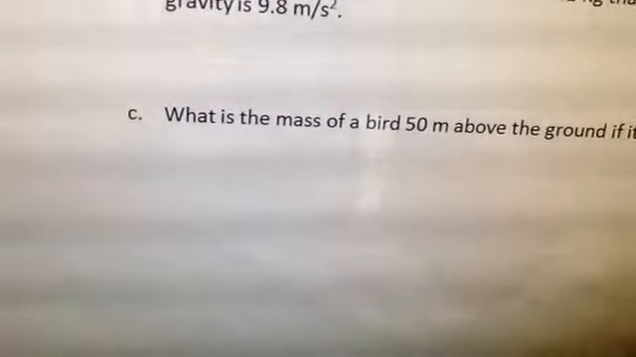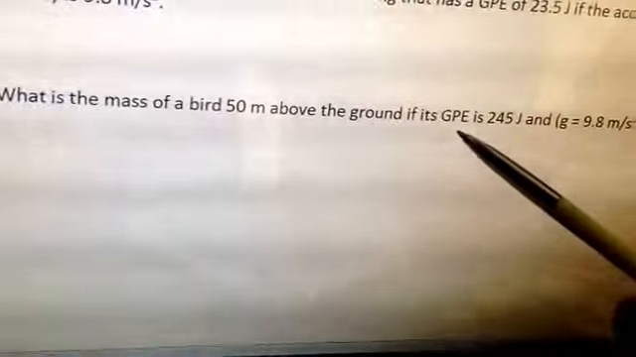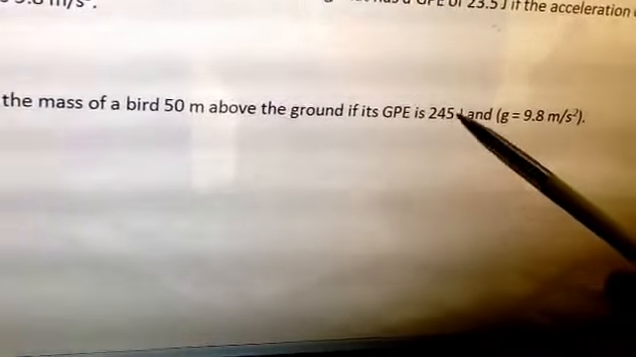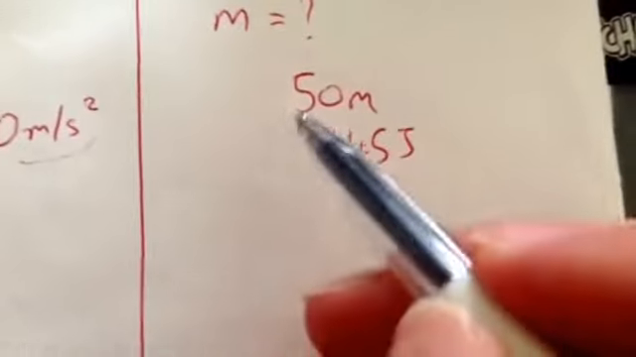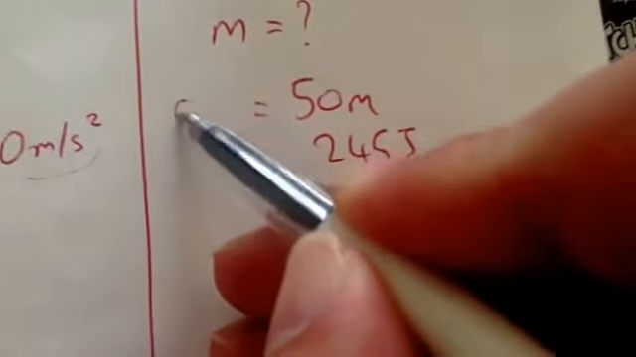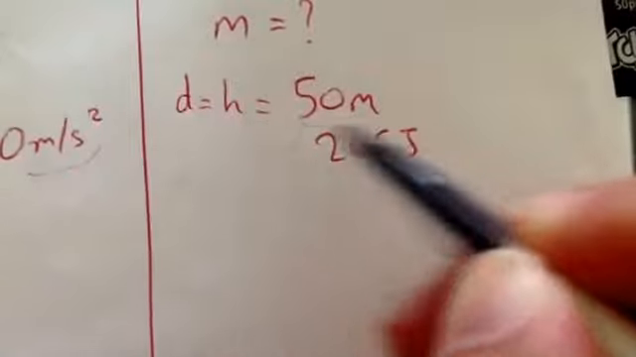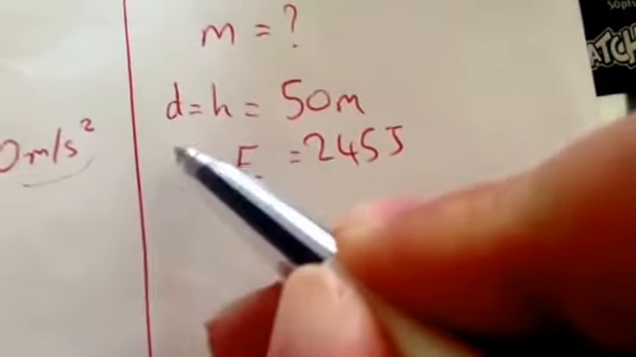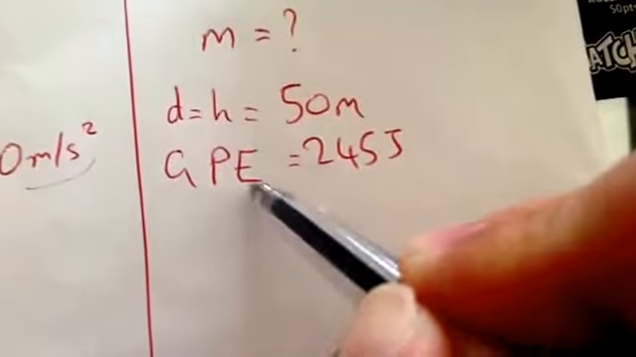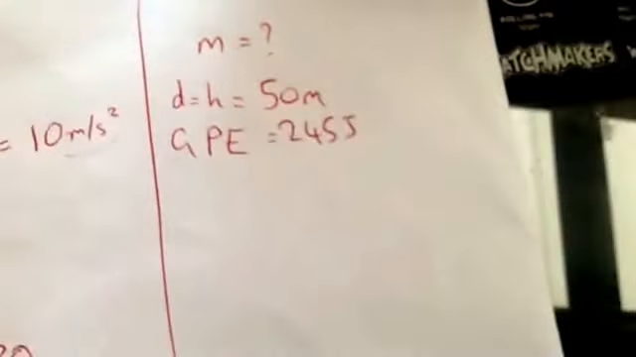Let's say they ask you about the mass. What is the mass if it's 50 meters above the ground and it's got a GPE of 245 joules? So very simply again, we will write down these numbers. 50 meters tells you it's a distance or a height. 245 joules tells you it's an energy. And in this case, gravitational potential energy, because we have a mass and a height.